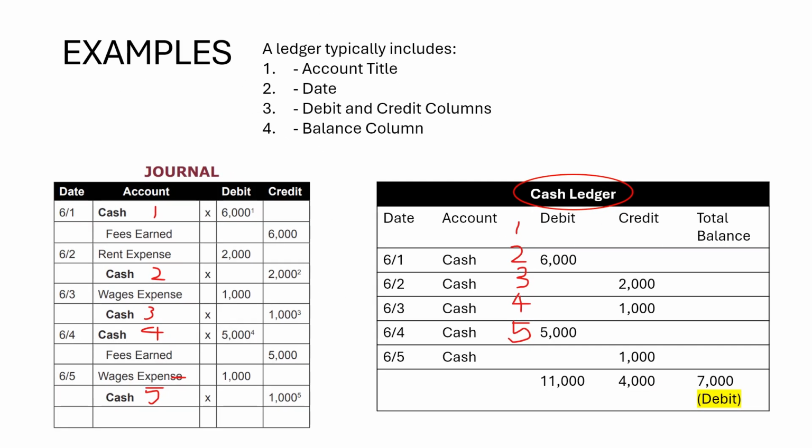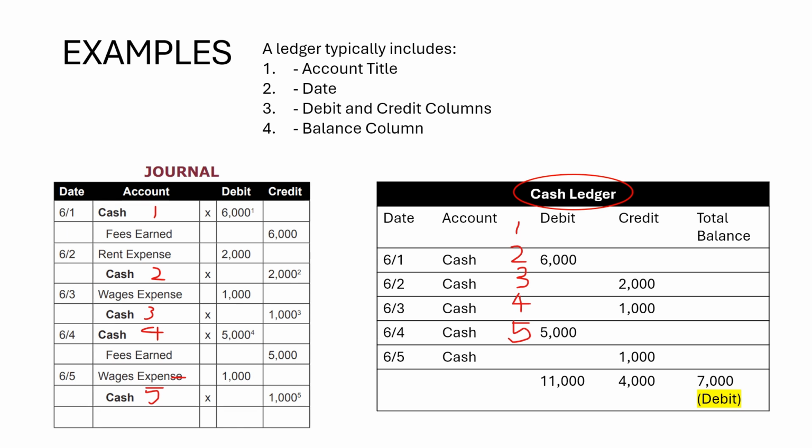Here we have an example of a ledger and how it is structured. Each entry includes an account title, date, debit and credit columns, and a running balance. These records help businesses track financial health. So here we have a journal on the left-hand side, and we have the cash ledger, which is only one type of ledger, on the right-hand side. There are also other types of ledger.